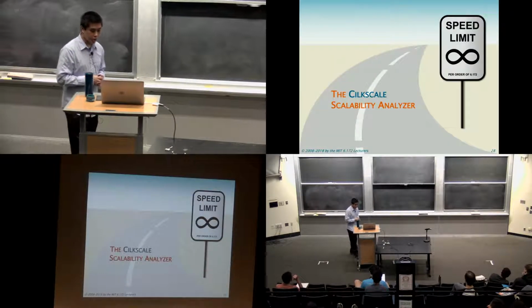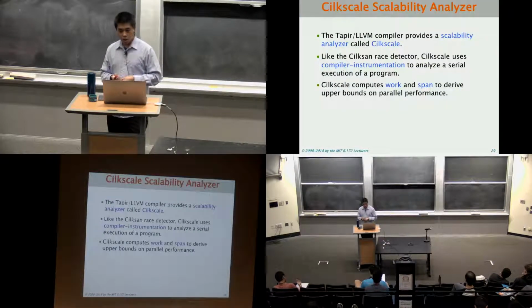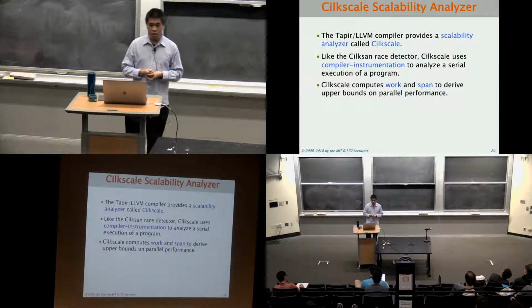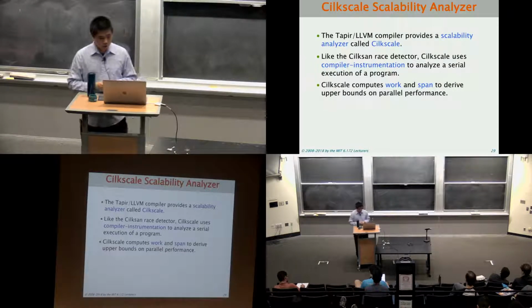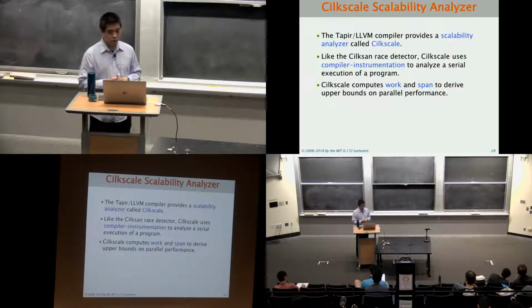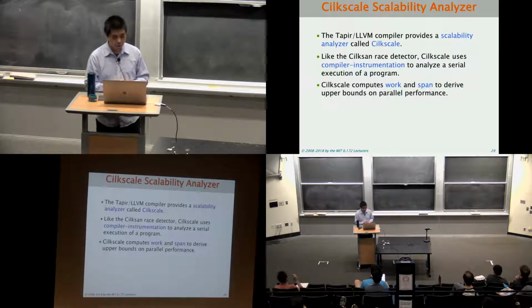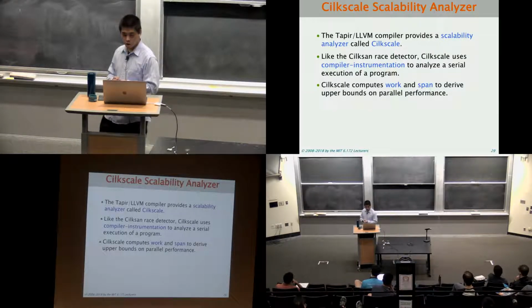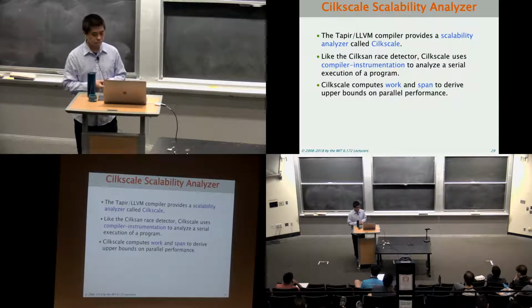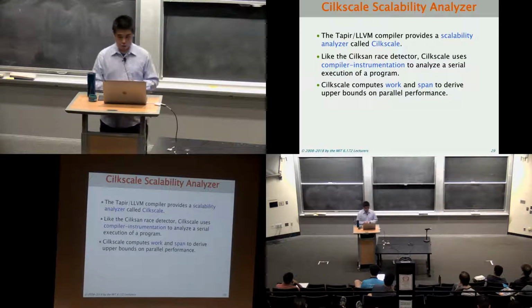And fortunately, Cilk has a tool called the Cilk Scalability Analyzer. So this is integrated into the Tapir LLVM compiler that you'll be using for this course. And Cilkscale uses compiler instrumentation to analyze a serial execution of a program, and it's going to generate the work and the span quantities, and then use those quantities to derive upper bounds on the parallel speedup of your program. So you have a chance to play around with Cilkscale in homework 4.